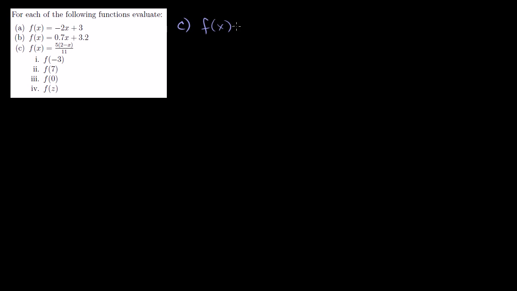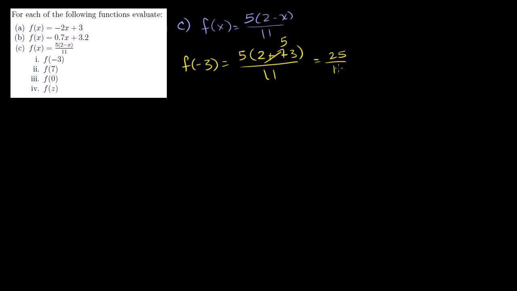f of x is equal to 5 times 2 minus x over 11. So let's apply these different values of x, these different inputs, into our function. So f of negative 3 is equal to 5 times 2 minus, wherever we see an x, we put a negative 3. 2 minus negative 3 over 11. This is equal to 2 plus 3, so this is equal to 5. So you get 5 times 5 over 11. That's equal to 25 over 11.